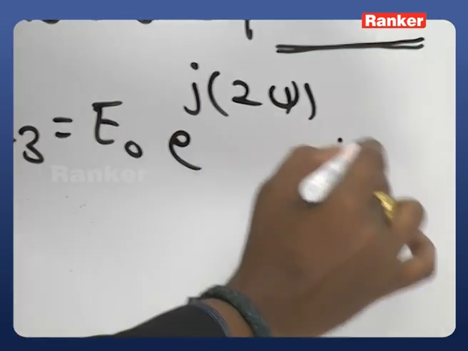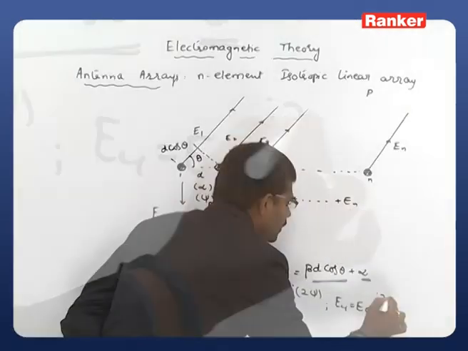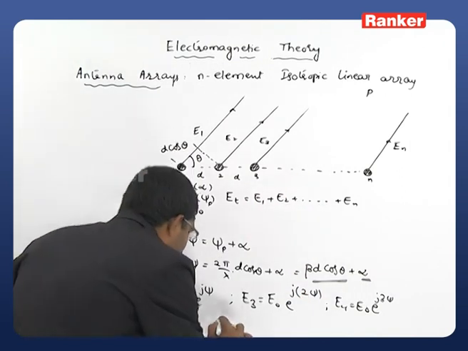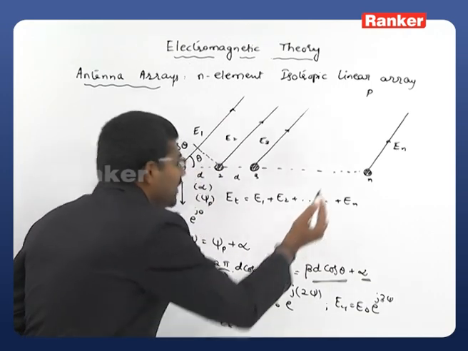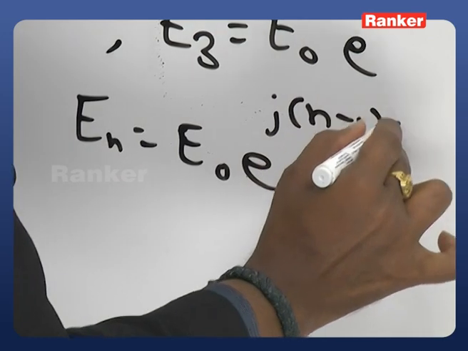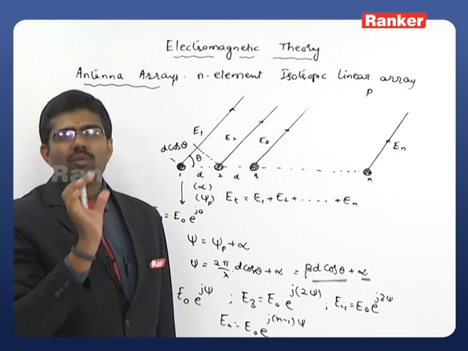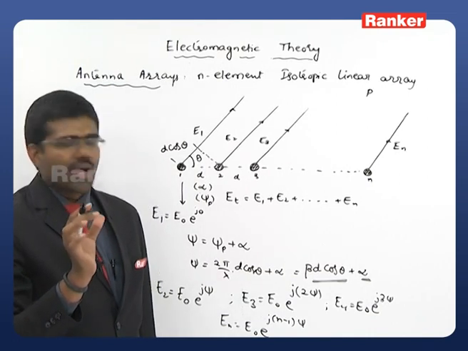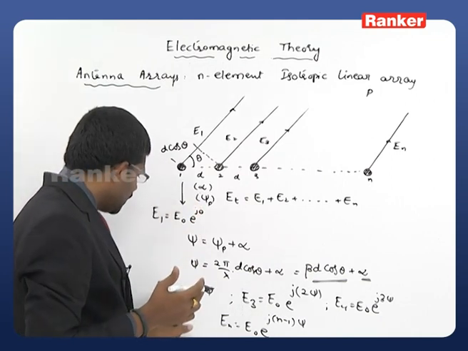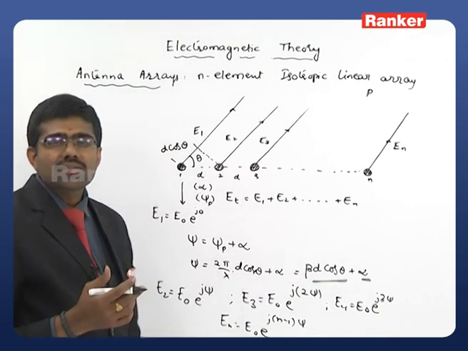Similarly, for the fourth one, you can write E4 is equal to E naught e power j 3 psi, and the final one will have the electric field intensity equation En, that is, the electric field intensity for the nth element is equal to E naught e power j (n minus 1) psi. Now we have the electric field intensities of the individual elements. All those individual elements will have their own electric field intensity. The first one is just E naught with 0 phase. The second one is E naught e power j psi, then E naught e power j 2 psi. Like that, all the electric field intensities are available now.